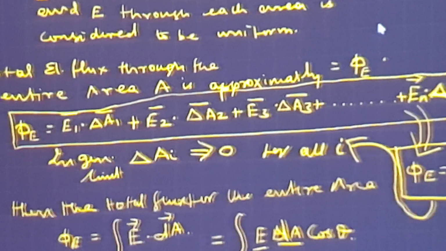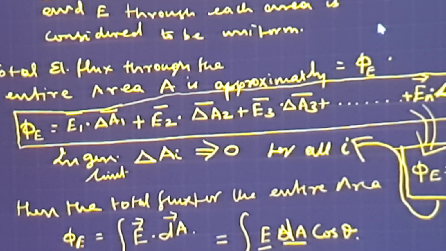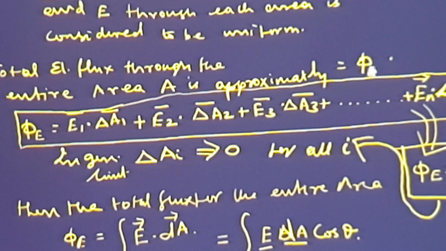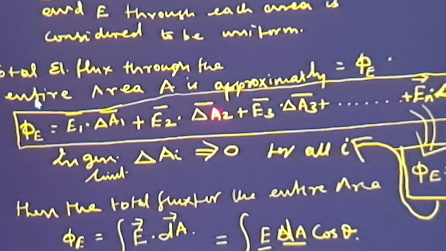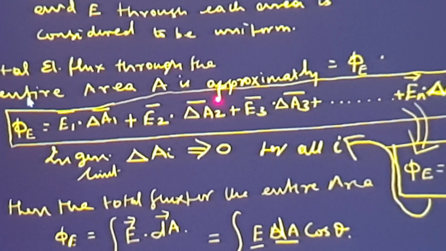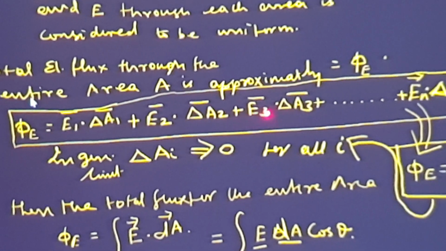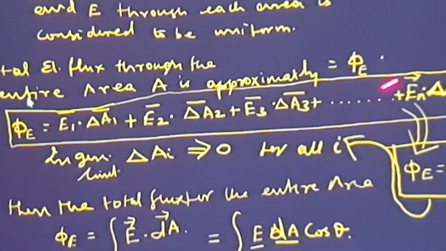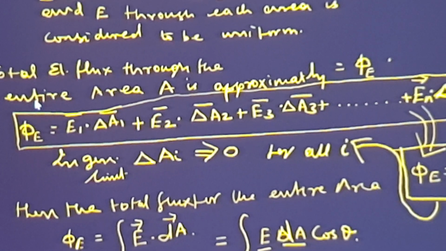So the total flux through the entire area is approximately given by phi E, which we write as the flux due to the first area, E1 vector dot delta A1 vector, plus E2 vector dot delta A2 vector, plus E3 vector dot delta A3 vector. Like that it goes on.